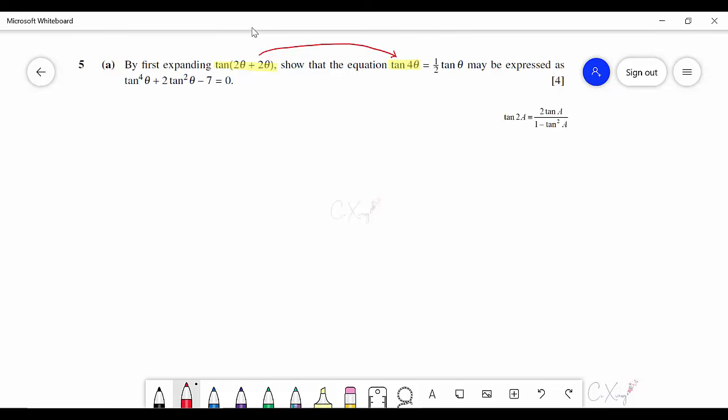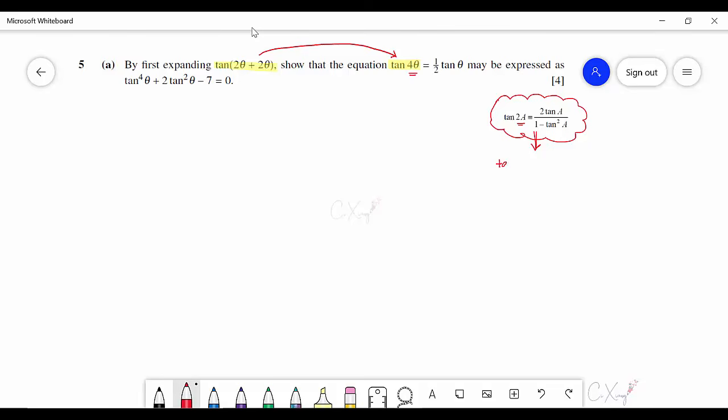So this is the double angle formula provided in the formula booklet. Originally we are having 4 theta, right? So you can actually try to modify this formula a little bit, okay, that you can actually modify all the angles here.